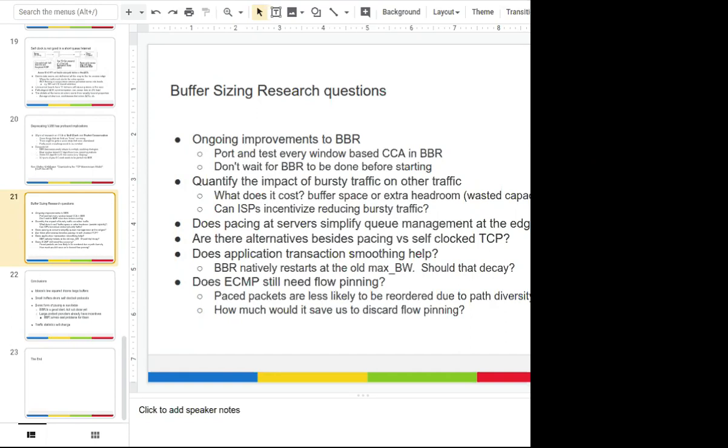Okay, so I can actually read the questions. What's the difference between BBR in QUIC and TCP?